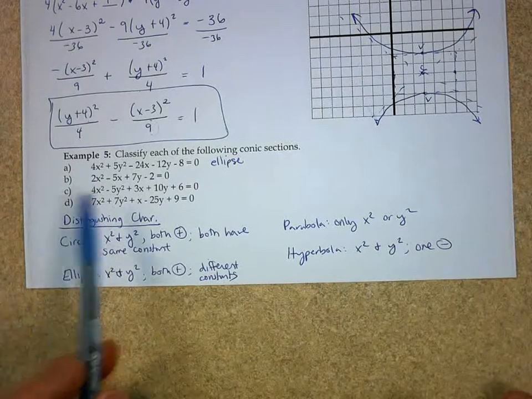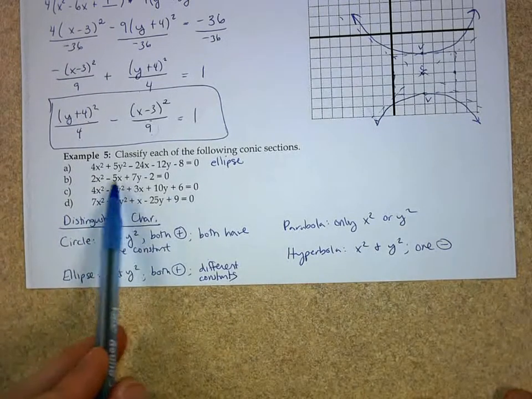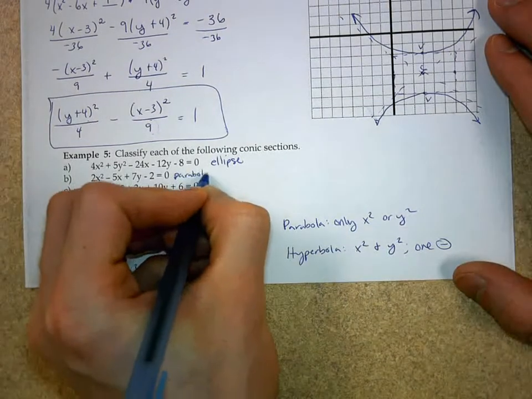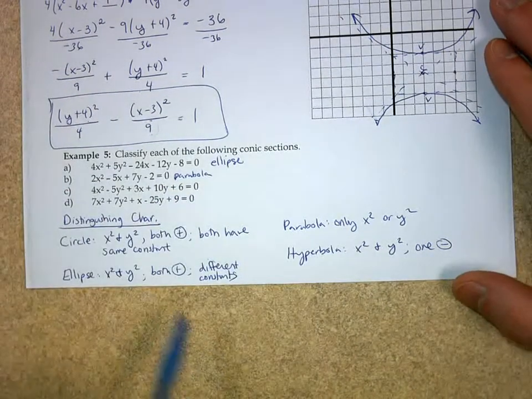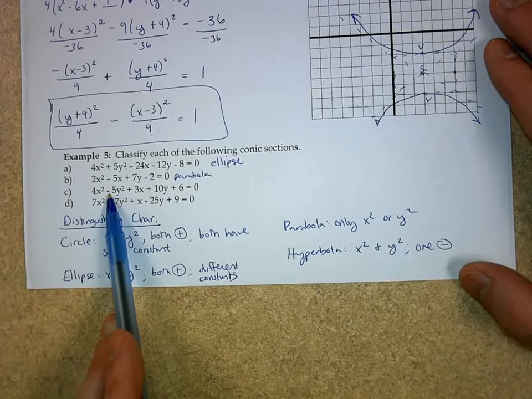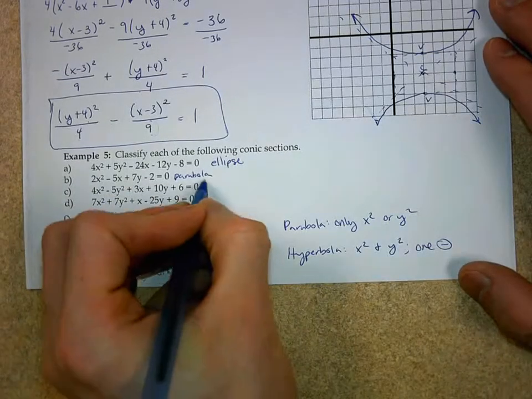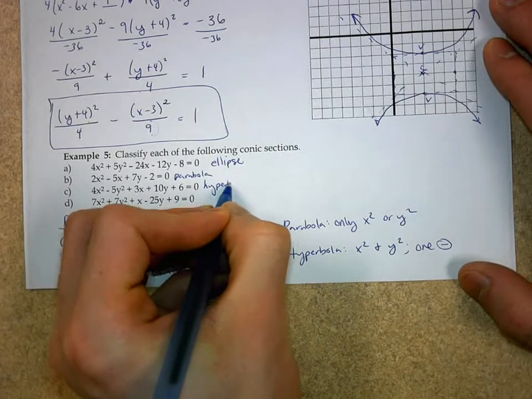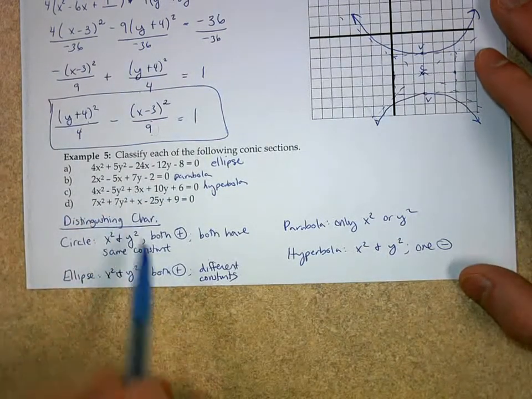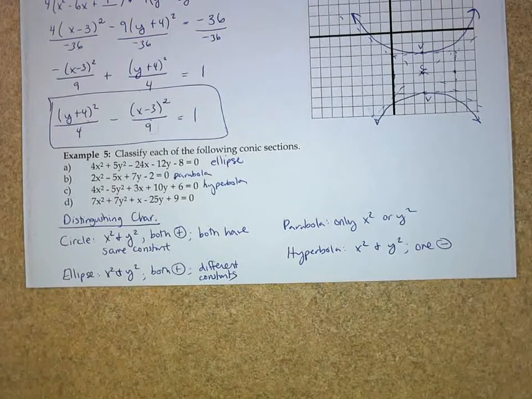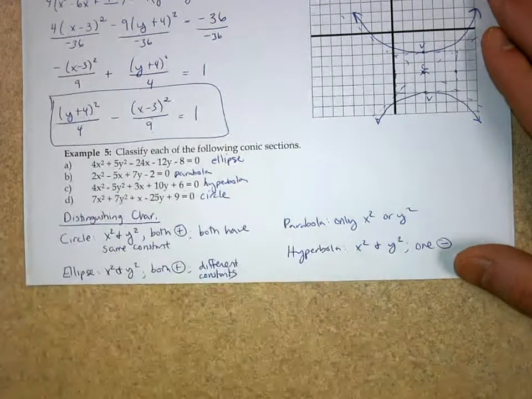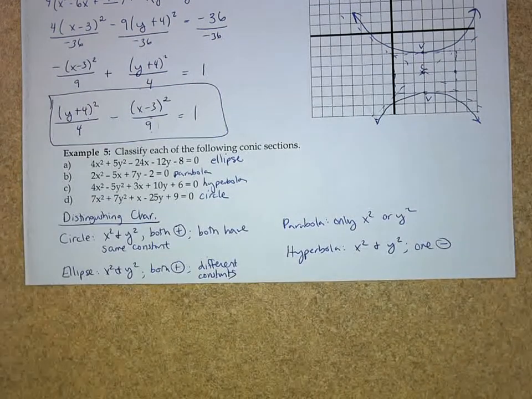The second example, I have only an x squared and no y squared, so that's going to be a parabola. Here I can see an x squared and a y squared with one of the constants being negative. That's hyperbola. And then finally, x squared and y squared, both are positive, both have the same coefficient. So that one is going to be a circle.